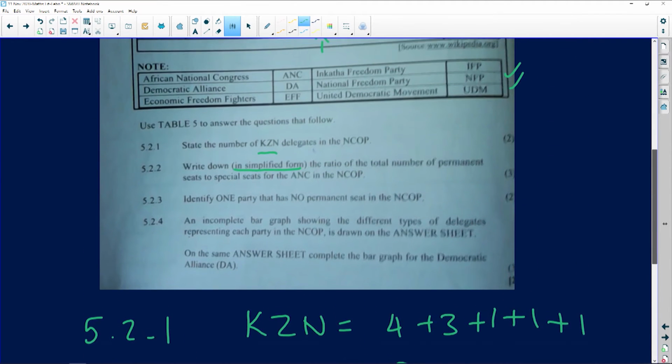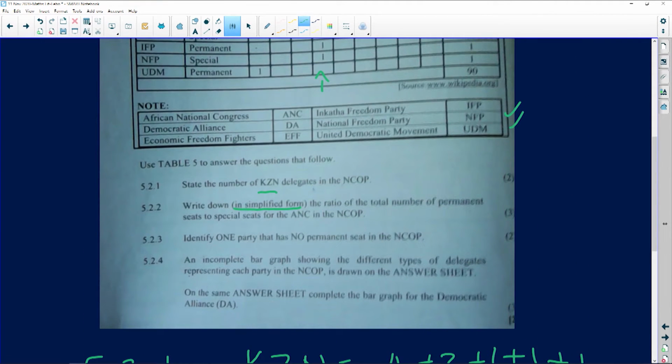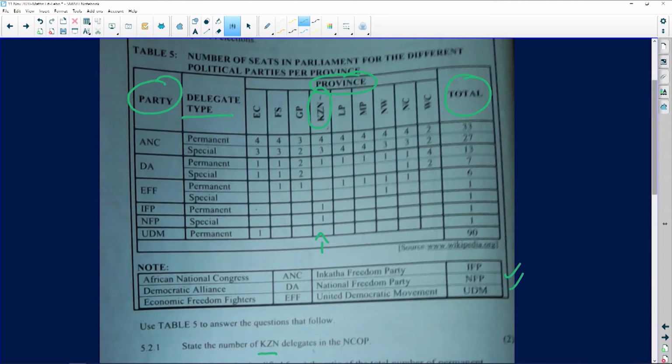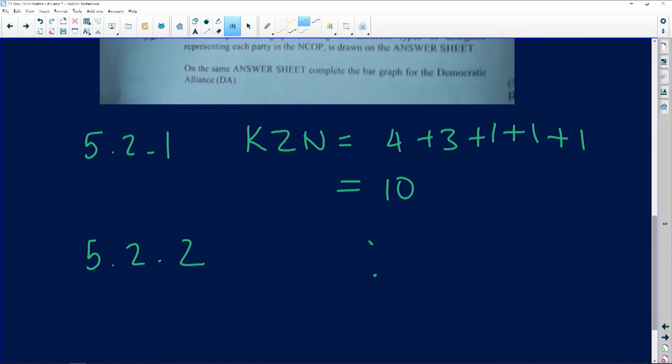So we need the ratio, it says to us here, of the total number of permanent seats to special seats. Always write it in the order that it's given in. So here it says total number of permanent seats to special seats for the ANC. So let's go to the ANC and look at permanent seats versus special seats. Does it say a particular province? No, it doesn't. So we're going to use this total over here. Permanent is 33. Special is 27. 33 is to 27.